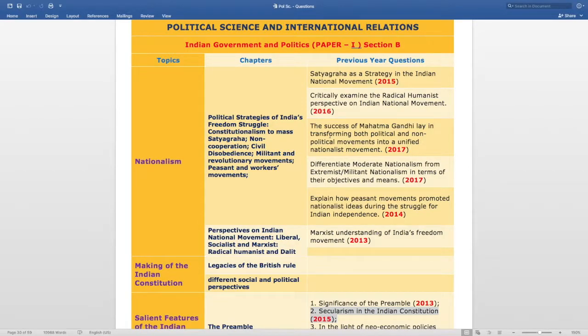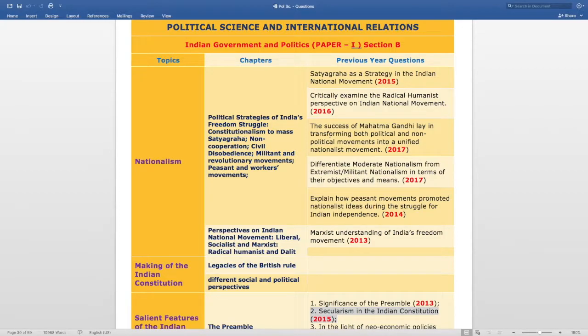The next question is: differentiate modern nationalism from extremist militant nationalism in terms of their objectives and means. This question is asked in 2017. Next question: explain how peasant movements prompted nationalist ideas during the struggle for Indian independence. This question is asked in 2014. The last question from this topic is: Marxist understanding of India's freedom movement. This is asked in 2013.